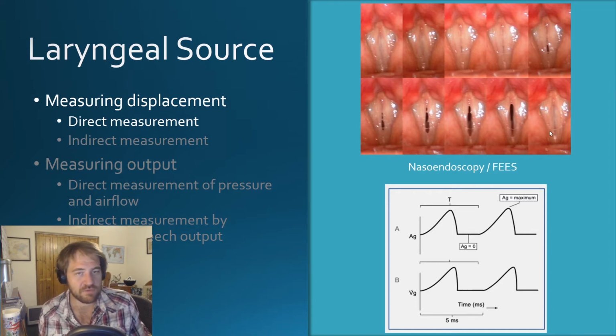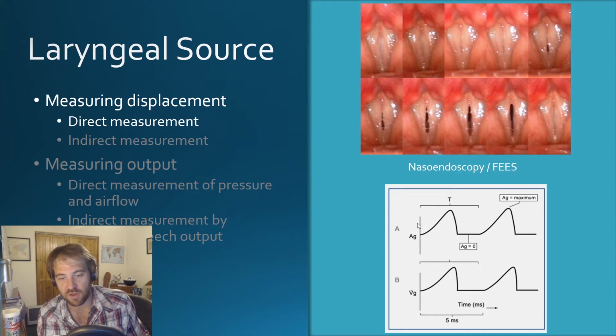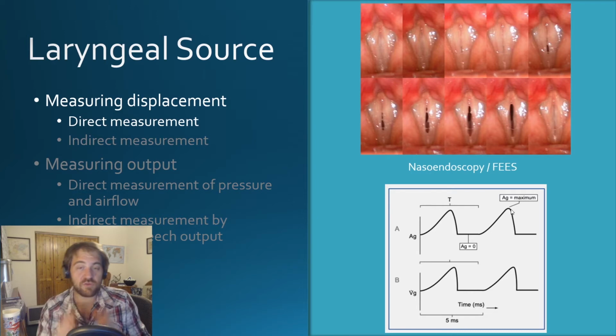So this is direct measurement, right? We can actually watch what's going on when someone is speaking. That's direct measurement. And here we're, again, measuring the actual opening. So we can measure the open time, the time that this is open, the time that it's closed, and the degree to which it's open.